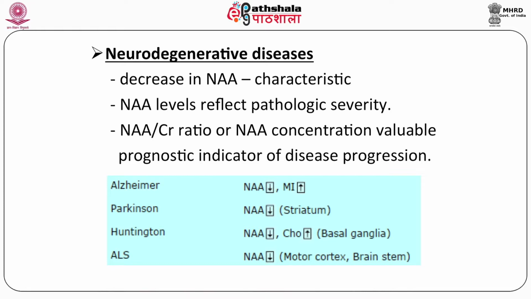The NAA creatine ratios or the NAA concentrations may be valuable prognostic indicators of disease progression, either alone or in combination with volumetric measurements. Other observed data include decreased glutamine levels and elevated choline levels and even elevated myoinositol levels.